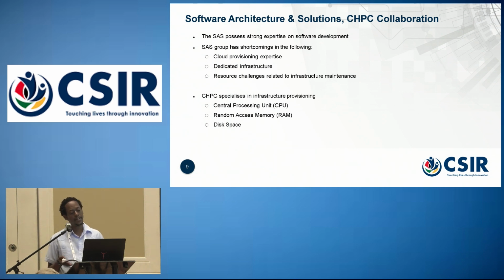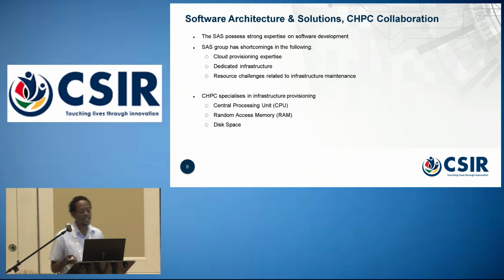So for the collaboration on the SaaS group and CHPC, as I mentioned earlier, the SaaS group is mainly on software development. So the SaaS group has got shortcomings basically in terms of provisioning of infrastructure, especially cloud, and it doesn't own dedicated infrastructure. We own servers, but they got outdated, and for us to basically acquire more servers and try and maintain them, it's just too much overhead, especially since we've got experts within our group, that being the CHPC.